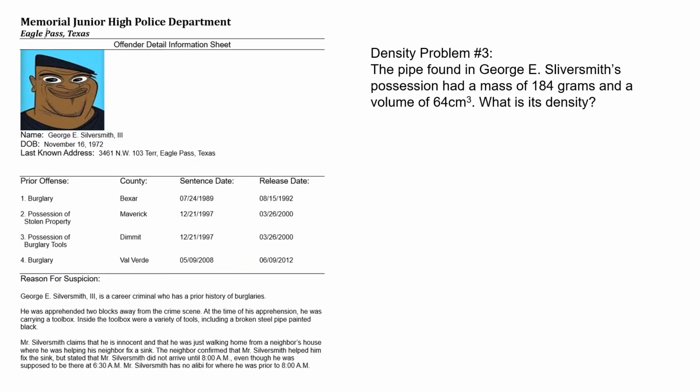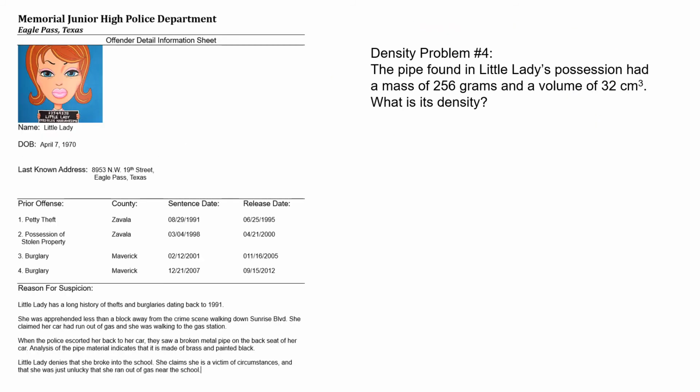Then here's our second perpetrator, same thing. You can read all about him and then find the density of the pipe that was found in his possession. You have your mass and you have your volume. And our last suspect right here, her history, and then the pipe that was found in her possession. You have the mass there and you have the volume there so that you can find the density.